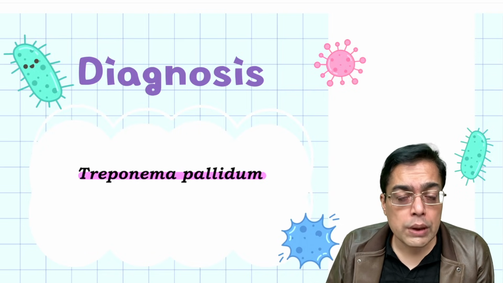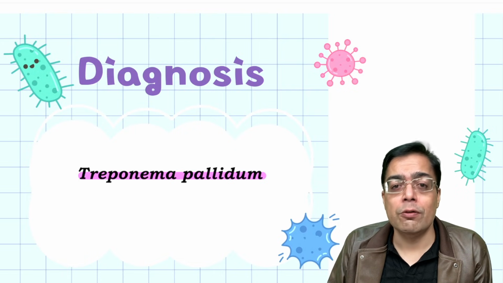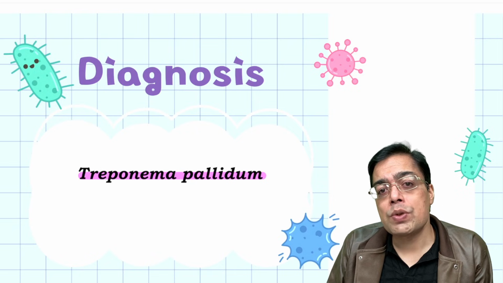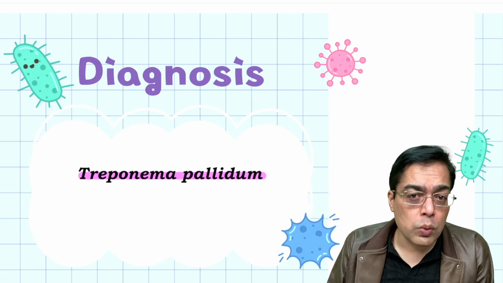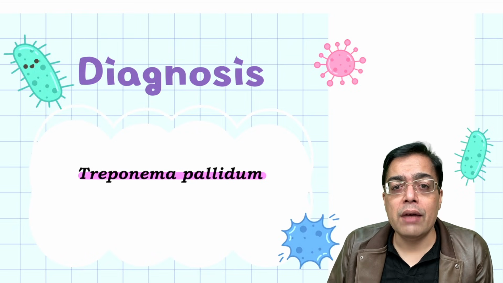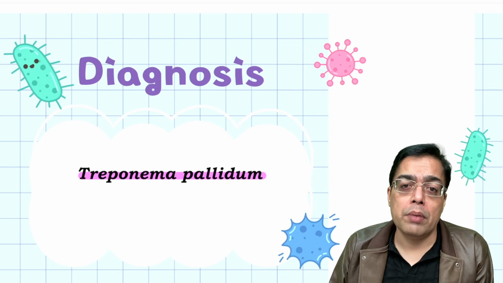Now, the importance of knowing about the cardiovascular system involvement in syphilis is that these patients are at high risk of involvement of the thoracic aorta, and because of that, the patients can be having a development of an aneurysm in the aorta. This is what is to be remembered over here.